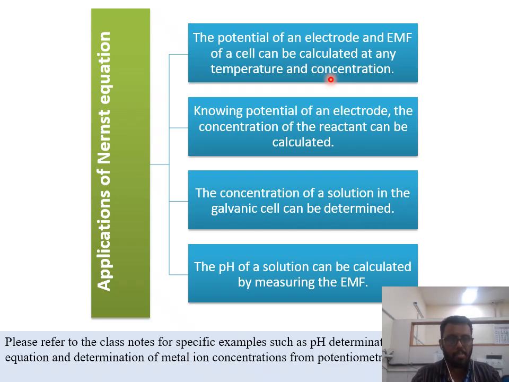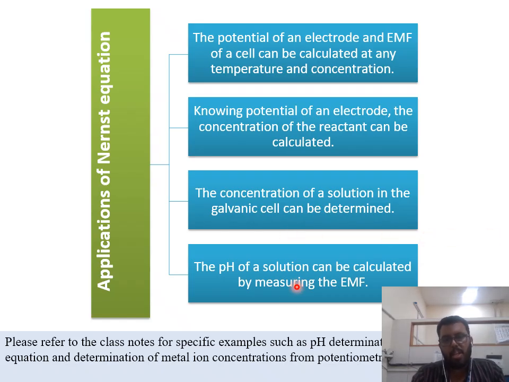Because the concentration of copper and zinc, if you take it as 1, then you will get E is equal to E naught. I already explained in the previous slide. So like that, we try to explain the application a little bit more. If you know the potential, the concentration can be calculated. For example, E is equal to E naught. If you don't know the concentration, you can calculate it like that. If you know the concentration of product, you can calculate the reactant. Like that, it can be done.